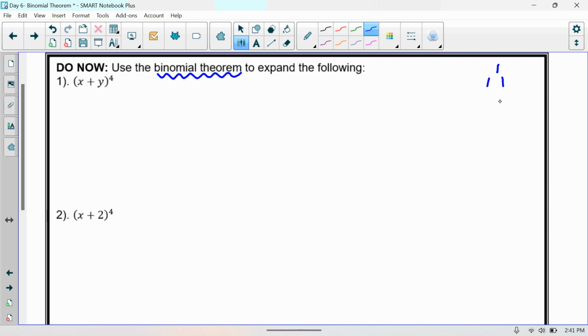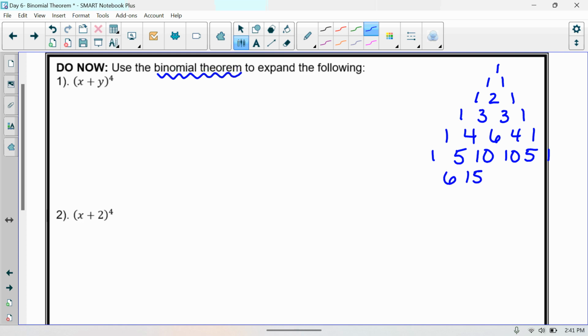And then you add. 1 plus 1 gives me 2. 1's always on the outside. 1 plus 2 gives me 3. 2 plus 1 gives me 3. 1's on the outside. 1 plus 3 gives me 4. 3 plus 3, 6. 3 plus 1, 4. 1's on the outside. 1 plus 4, 5. 4 plus 6, 10. 6 plus 4, 10. 4 plus 1, 5. 1's on the outside. 1 plus 5, 6. 5 plus 10, 15. 10 plus 10, 20. 10 plus 5, 15. 5 plus 1, 6. 1's on the outside.